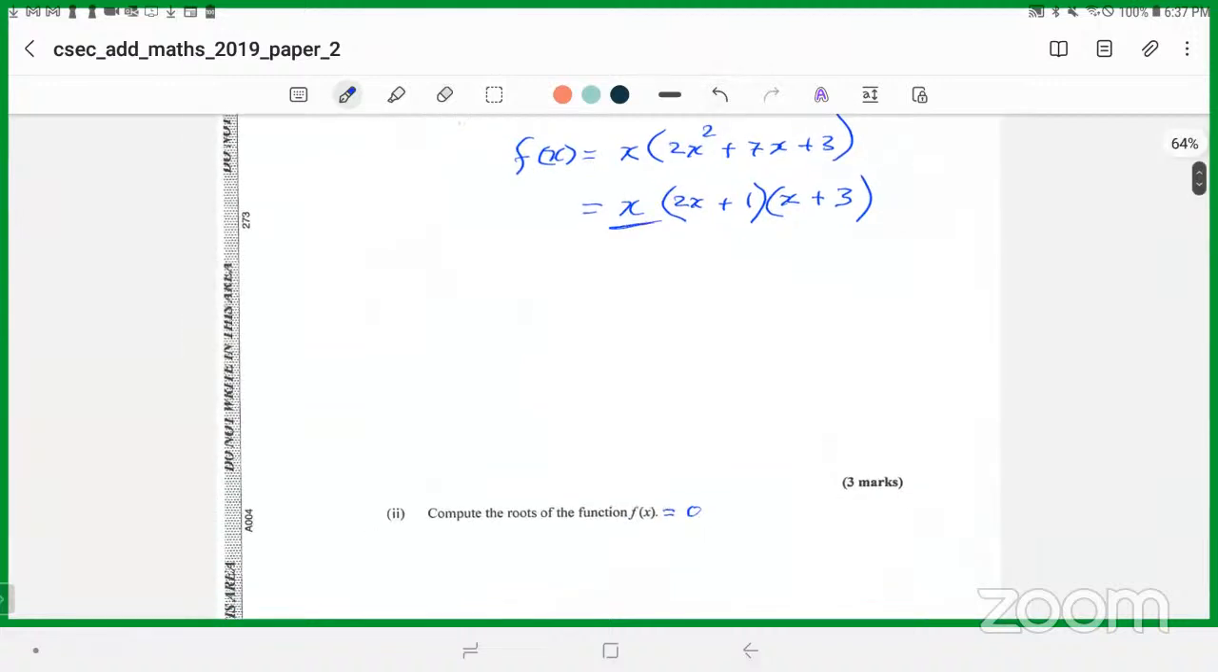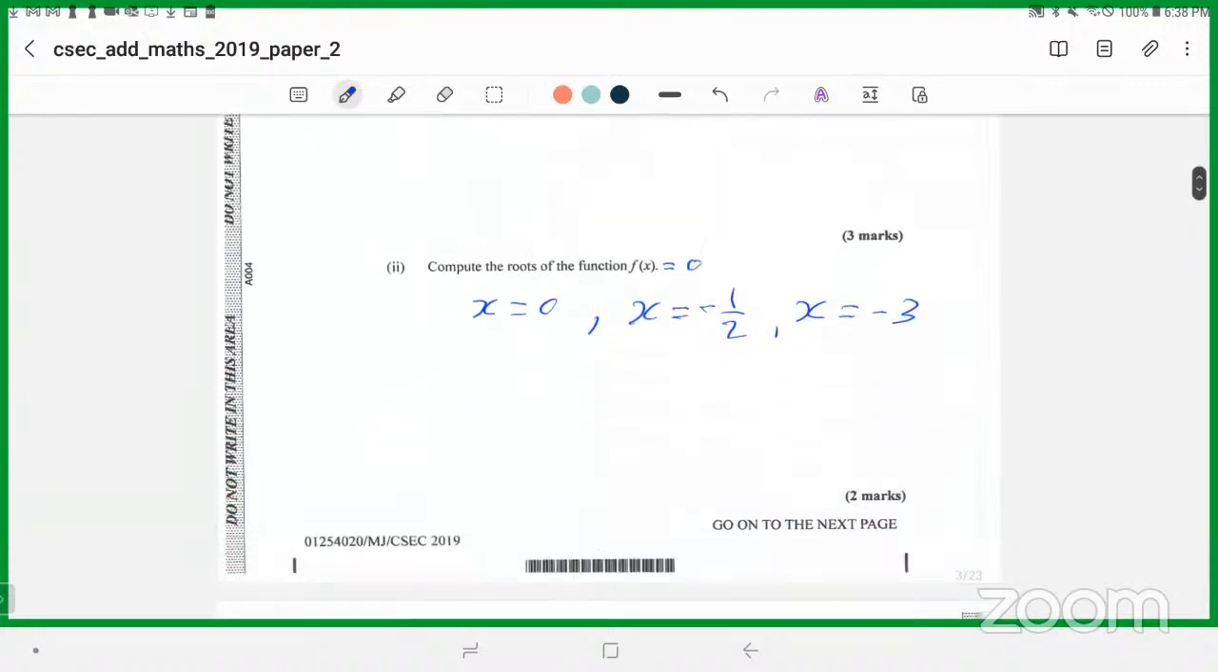Then this factor is going to give me a root of 0, x equals 0. This factor, I'm putting the factor equals 0 and solving for x. The x is going to be -half. And this one, if I put it equals 0, find the root, I'm going to get x equals -3. So those are the 3 roots. The roots are the x values when the function is equal to 0, corresponding to points where the function intersects the x-axis. All right? So that finishes that.